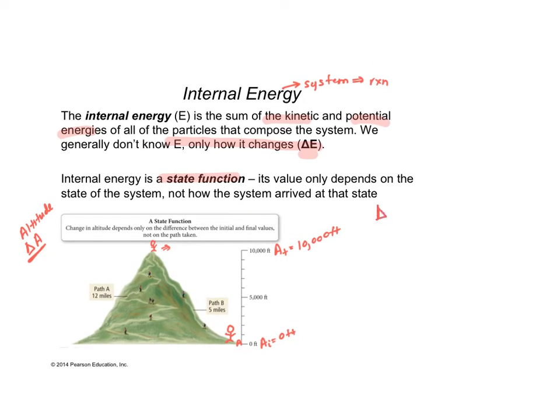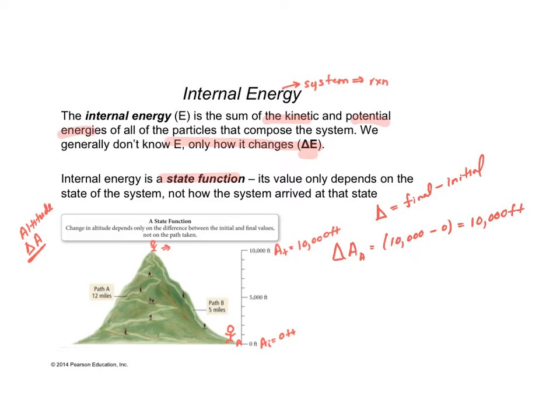Again, change in is final minus initial. And so if I wanted to calculate my change in altitude for hiker A, what values would I use? What is my final altitude? 10,000 feet minus my initial altitude, 0. So we get an overall change in altitude of 10,000 feet. So again, hiker A is smart, okay?